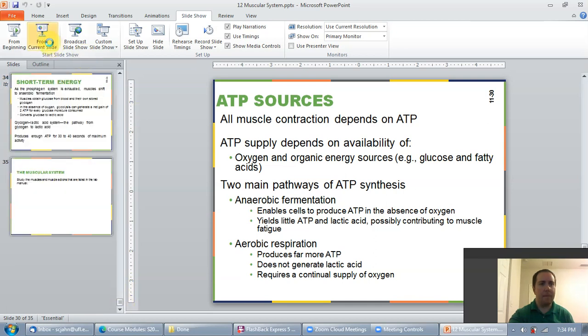Yeah. So the last thing we have to talk about is where we get the ATP from to make all of this magic happen. Now, we said it comes from the mitochondria, which is true. But the mitochondria need fuel. They need glucose and they need oxygen. And so the question is, where are we going to get that from when we need to run from our rabid bear?